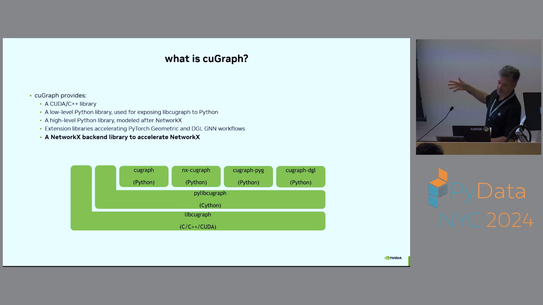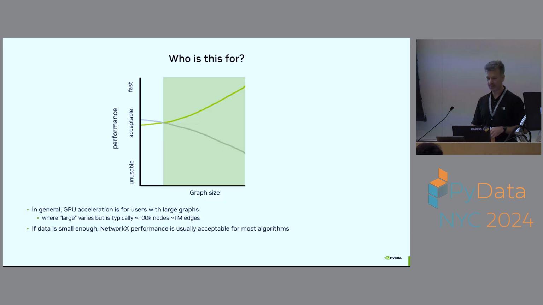That project consists of a whole stack of different libraries. And as a user, you can use any of them. You can use the C++ one for your C++ project. You can use a low-level Python one that we've built our higher-level libraries on top of. So we have the cuGraph one that I showed you in the green box before. We have the NetworkX backend, nx-cugraph, here. We also have libraries for GNN extensions for DGL and PyG. So that's cuGraph in a nutshell.